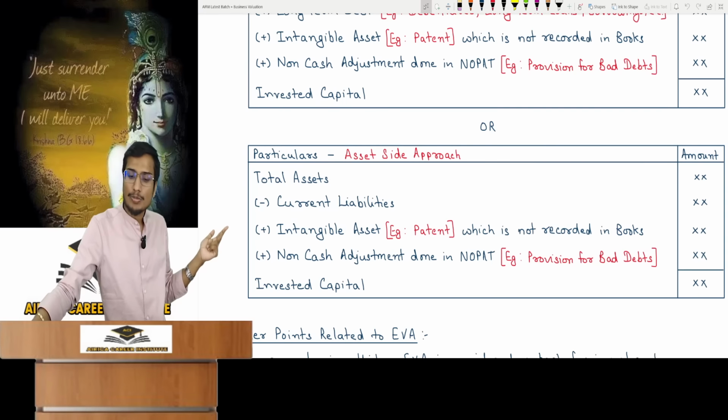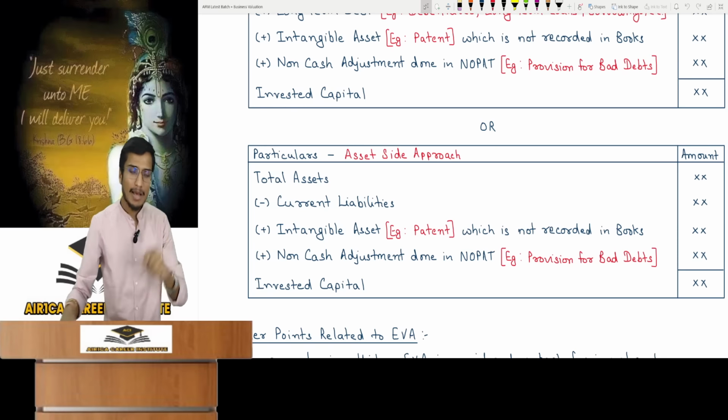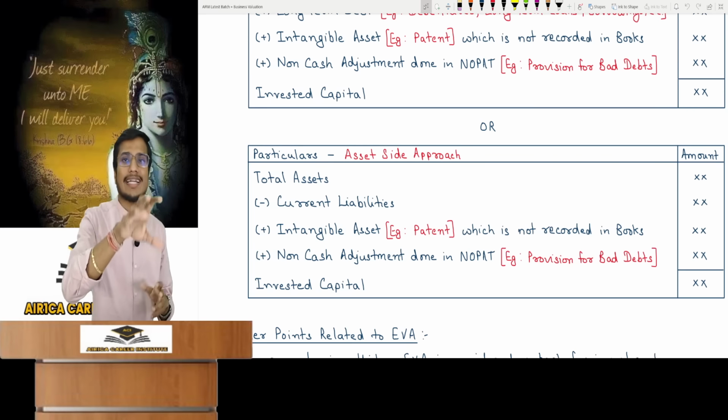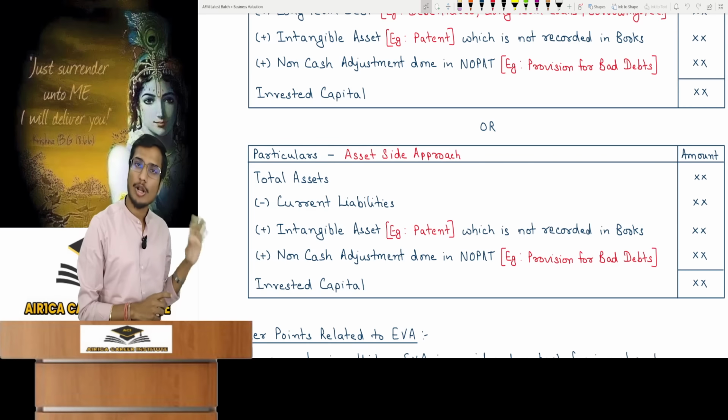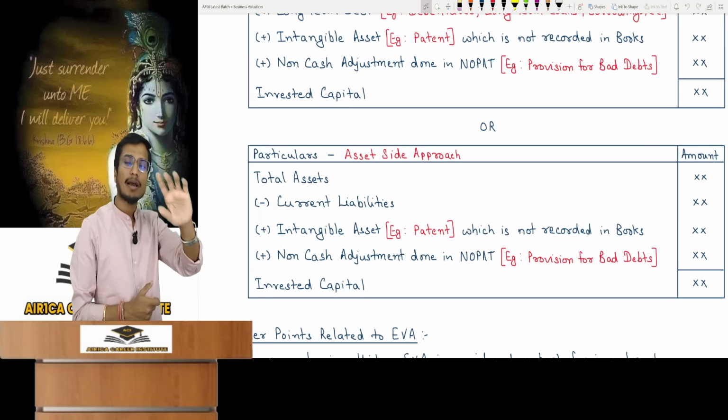Similarly, add intangible assets like unrecorded patents, where it comes in question. And add the non-cash adjustment from NOPAT, which means both the intangible asset and this adjustment are added here. Why the non-cash one? Now listen. You should know how to pass accounting entries. Then the logic of this adjustment will be clear to you. You learned accounting in 11th grade.